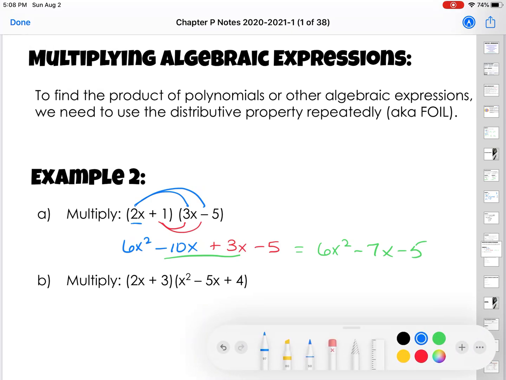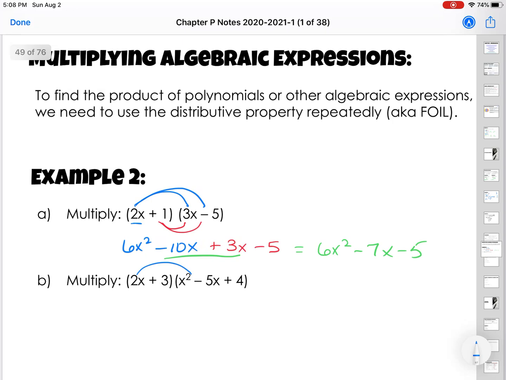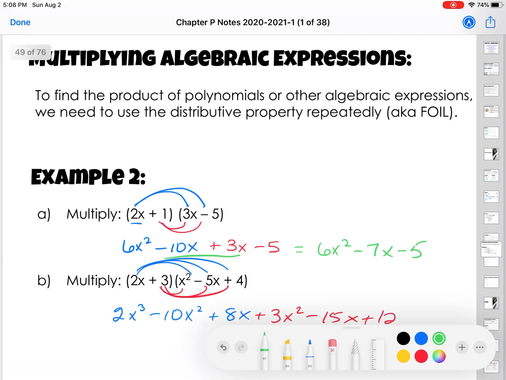And that way it can apply to larger polynomials as well. So 2x times x squared is 2x cubed. 2x times minus 5x is minus 10x squared. 2x times 4 is 8x. And then the 3 also distributes. So that's a 3 times x squared, a 3 times minus 5x, so minus 15x, and a 3 times 4, which is 12. Again, lastly, we just have to combine our like terms.